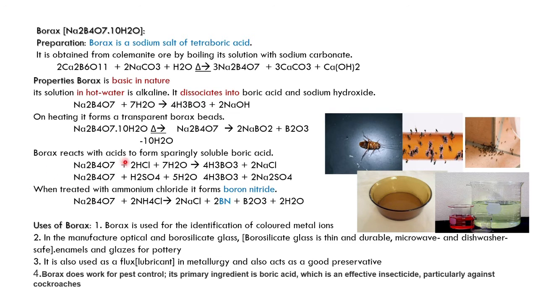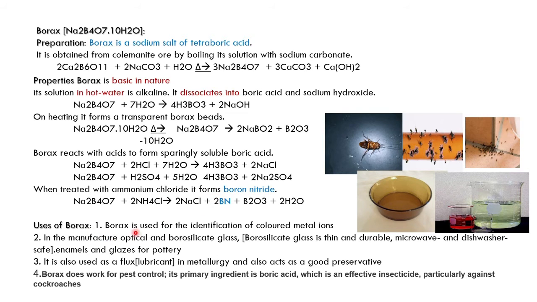Borax reacts with acid to form the sparingly soluble boric acid. Borax reacts with acids like HCl and H2SO4 to form boric acid, H3BO3. When treated with ammonium chloride, it forms boron nitride.